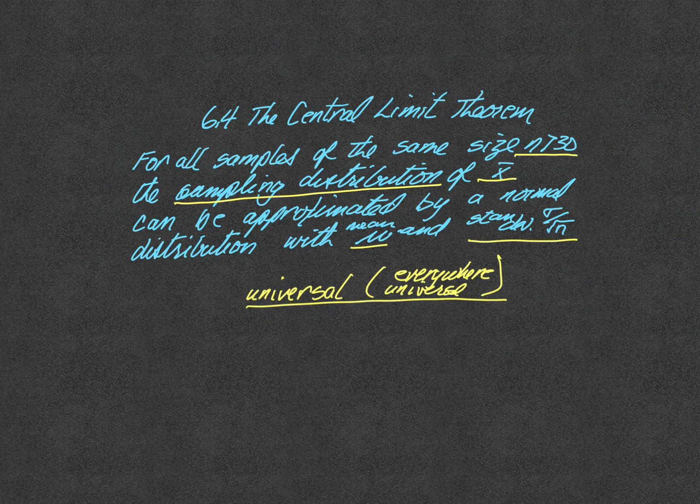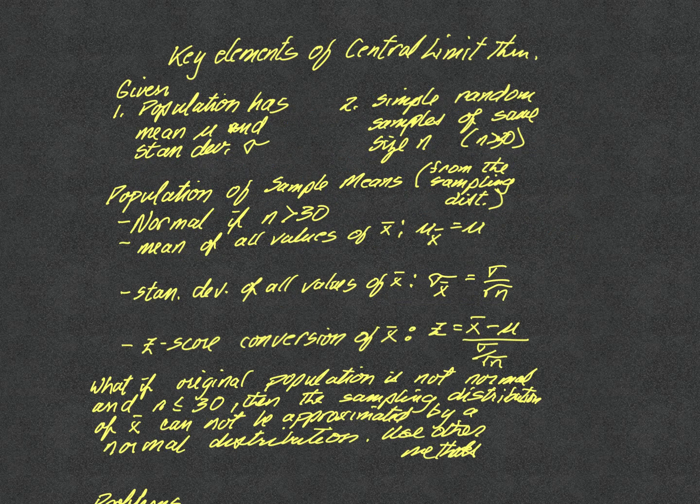So let's write down the key elements of the central limit theorem so we can see them. Okay, this is really the most important part. This is the part you have to understand. Here are the key elements of the central limit theorem. First of all, there are two givens, all right? The first given is that our population is going to have a mean mu and a standard deviation sigma, okay? Those exist. And then our random sample will be of some size n. Okay, those are the two givens.